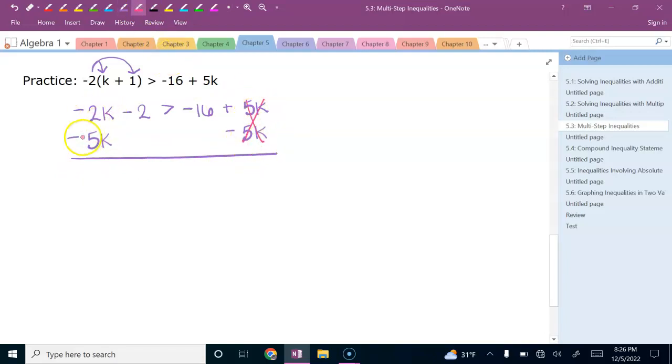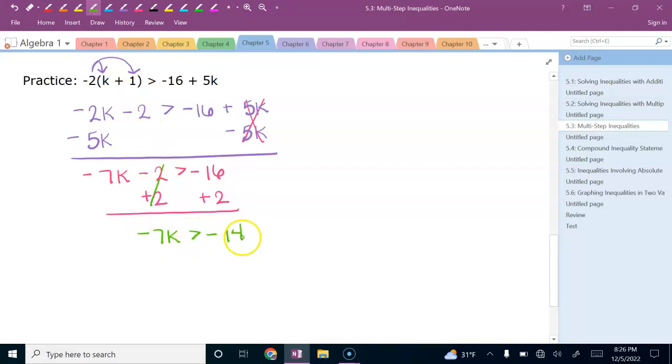So negative 2k minus 5k would be negative 7k. And then we still have minus 2 greater than negative 16. Then I would have added 2 over. So we have negative 7k is greater than negative 14. Last step I need to do is get k by itself. I'm going to be dividing by a negative 7. Like I reminded you previously, we talked about this specifically in section 2. I'm dividing by a negative here, so I'm going to have to end up flipping my inequality sign so it says less than now. And then positive 2.